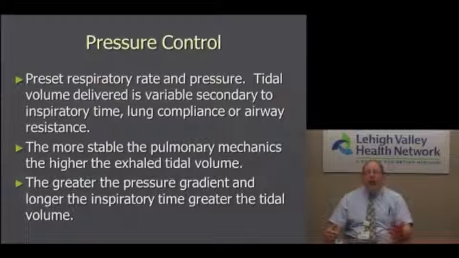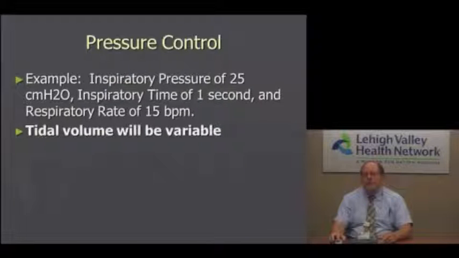Now they're at risk of volume trauma. So that's pressure control. The alarms need to be very tight because subtle changes can have large effects on the exhale tidal volume. As an example, an inspiratory pressure of 25, an inspiratory time of 1 second, and a rate of 15: every 4 seconds the patient will get a pressure of 25, but the tidal volume I can't tell you. It would be variable depending on the patient's lung mechanics.